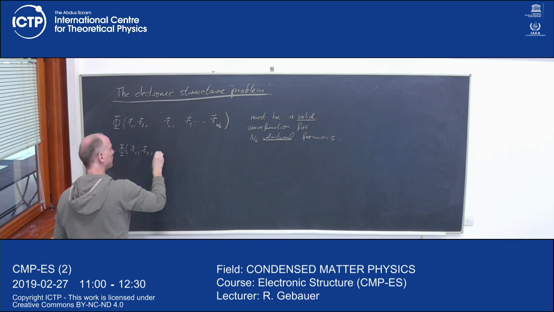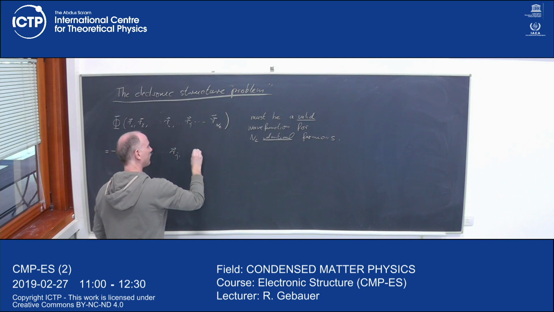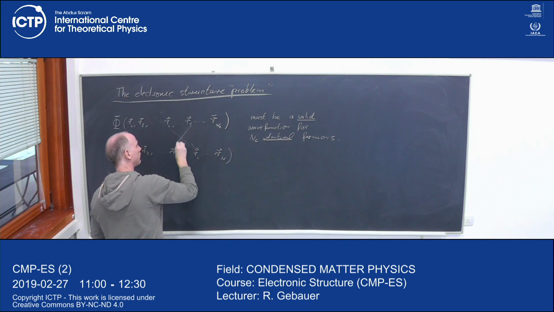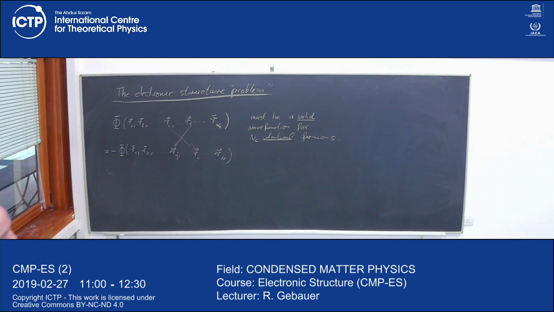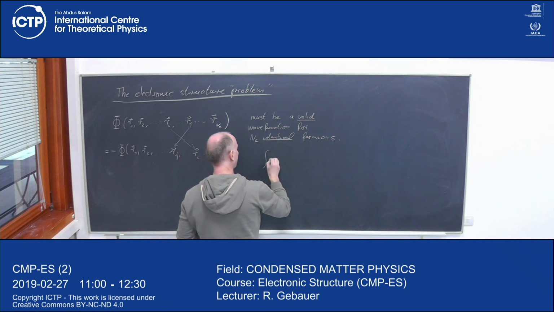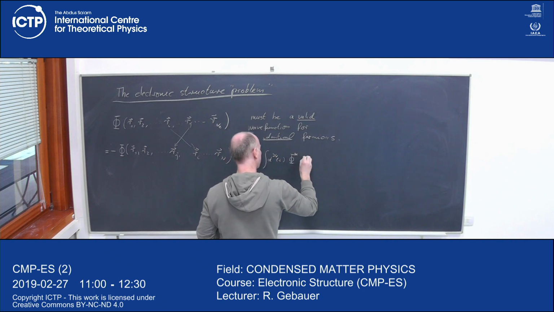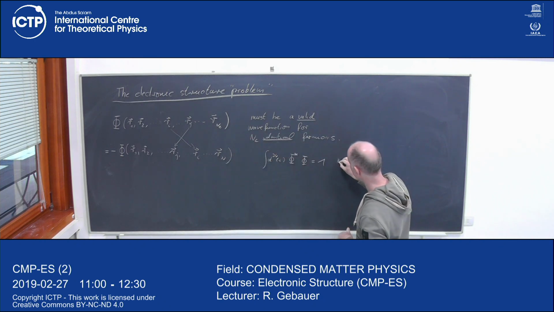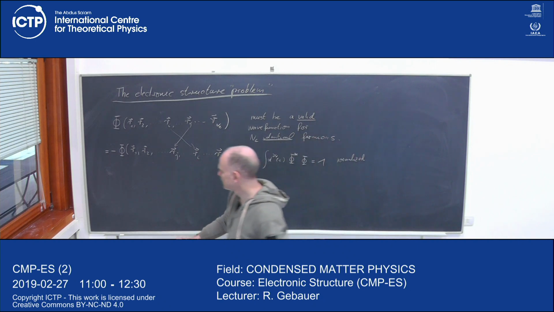R1, R2, Rj, Ri, Rn. Okay? So if I exchange the two coordinates, I must get a minus sign. We must also have that the integral over d3n r of phi star times phi is 1. Okay, so it must be normalized, but this is not so much a problem. But here, the Fermi symmetry, this is what is difficult.